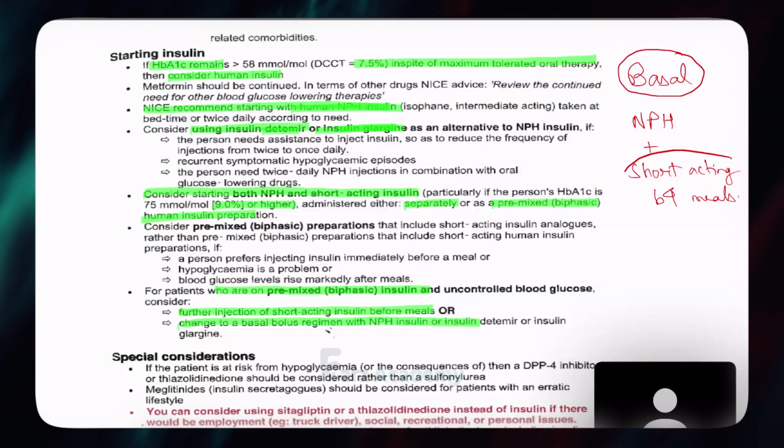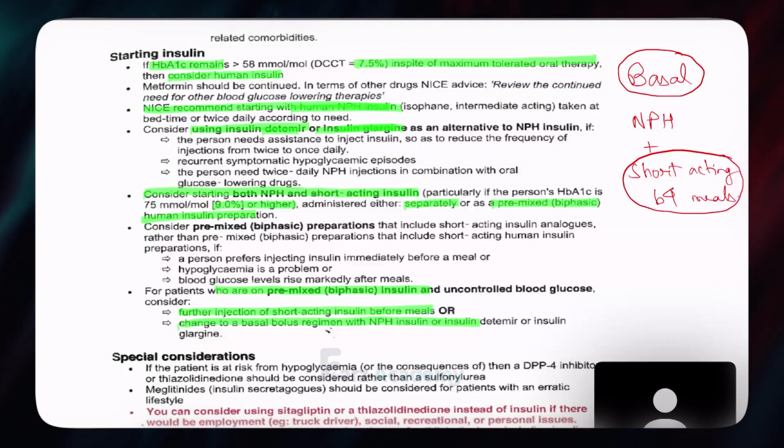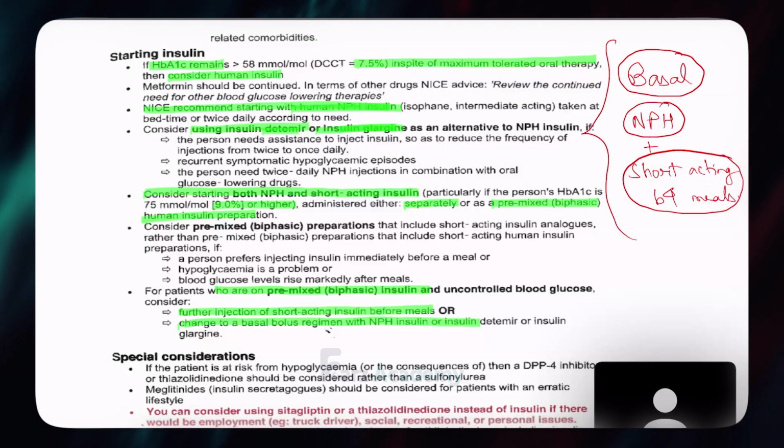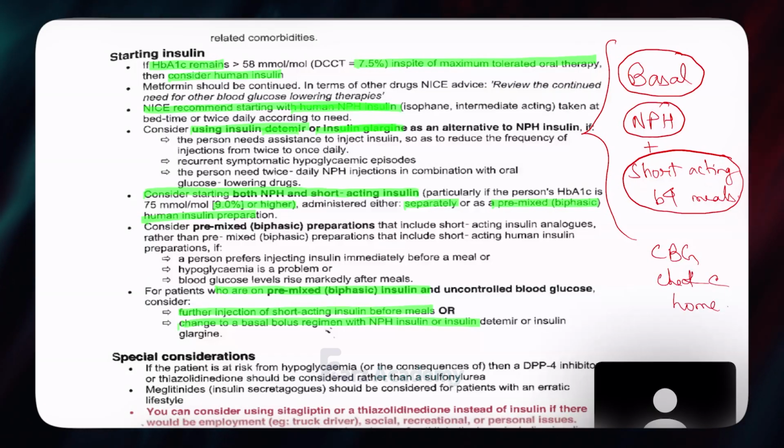The short-acting ones prevent the sudden rise in glucose after the meals, and the NPH is the main part of the maintenance dose. This actually works very well. We just have to make sure that the patient is very compliant with routine CBG check at home. Otherwise, the chance of hypoglycemia is very high.